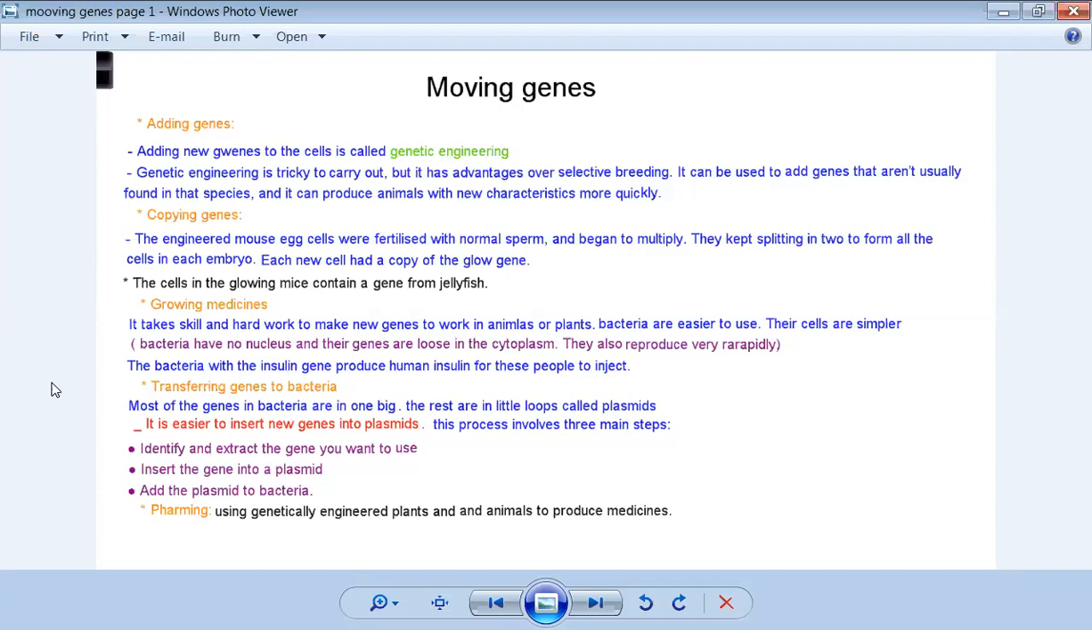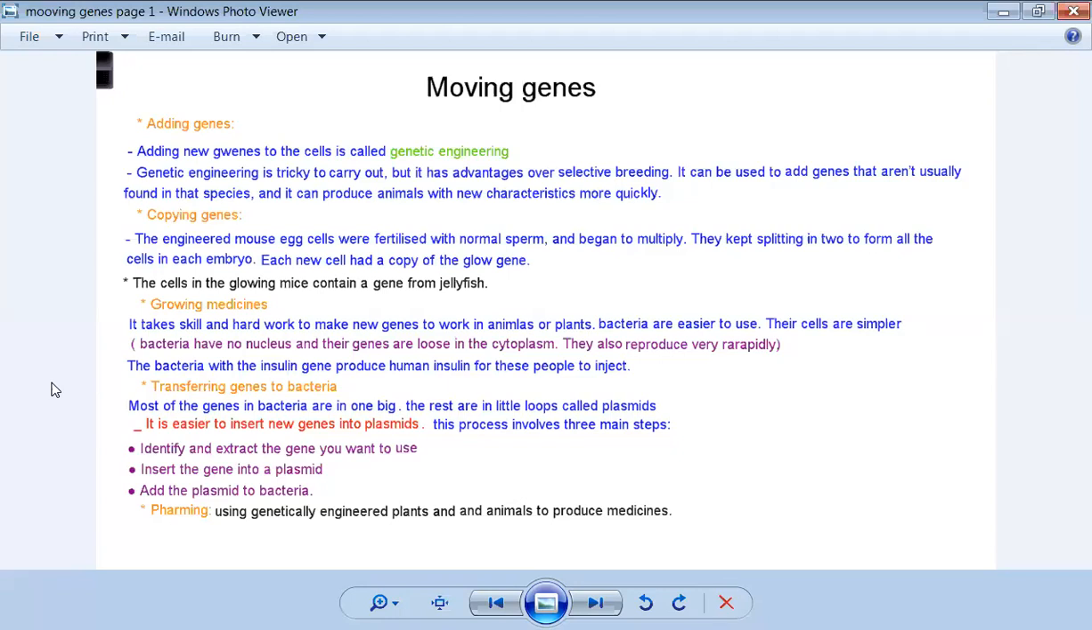The bacteria will start to multiply. So each cell will contain what? Each plasmid will contain an insulin gene. Yeah, a copy of the new gene, which is the insulin or whatever we want the bacteria to make.